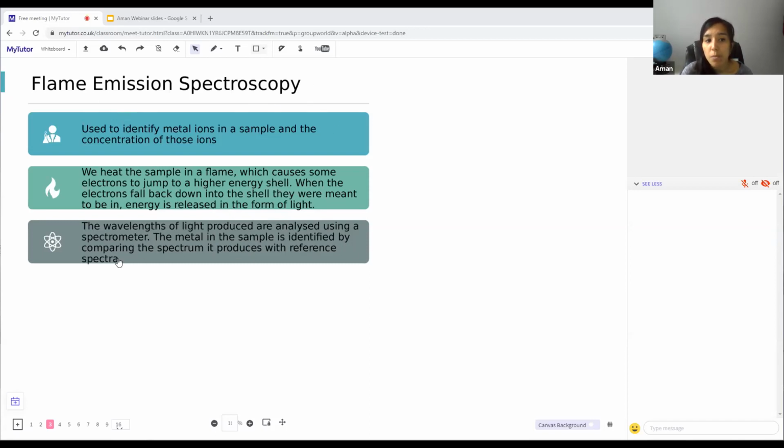And so the metal in the sample is identified by comparing the spectrum that's produced with reference spectra. So remember I said one of the downfalls is we have to compare to a database. So we'll see that now.